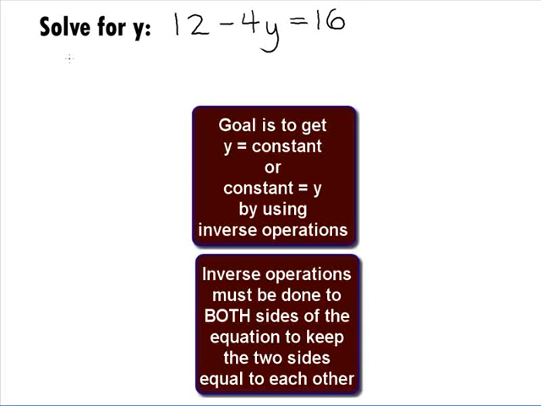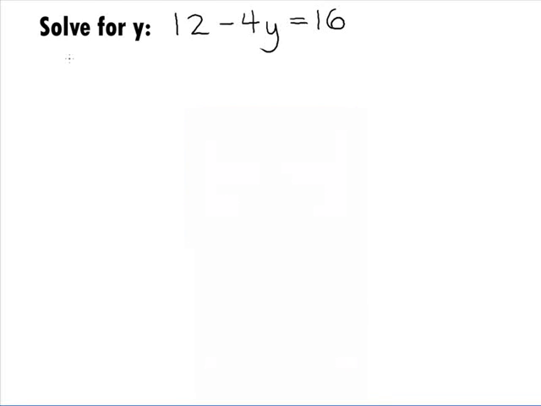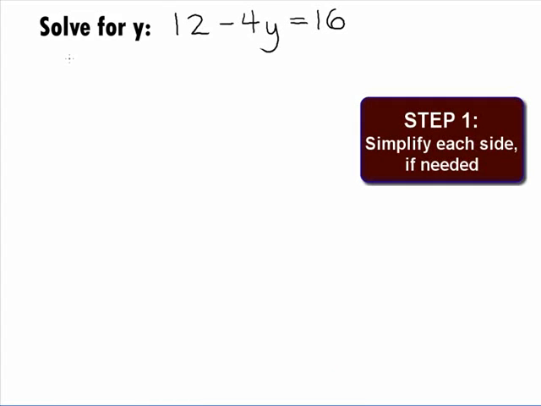It looks like y is on one side, but not by itself. We need to move that 12 that is being added to the y term and the negative 4 that y is being multiplied by. In step 1, we want to simplify each side if needed. There is no simplifying that can be done on this problem, so let's move on to step 2.